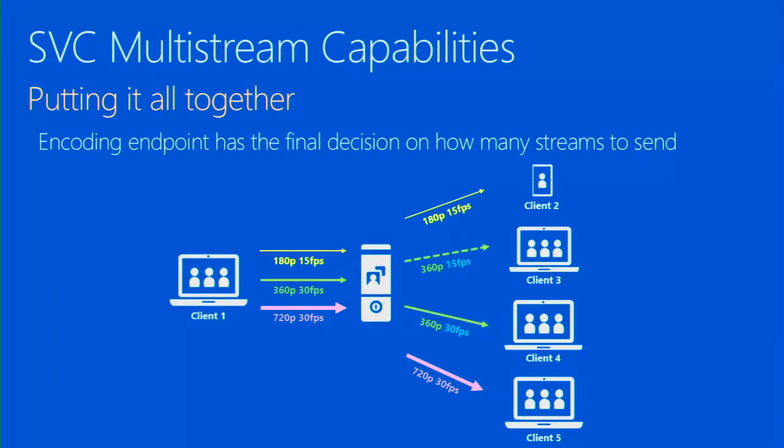So what you're going to see in large meetings is I might send 1 or 2 streams. Those 2 streams are pushed out to 50 to 75 or however many video clients are on that call.